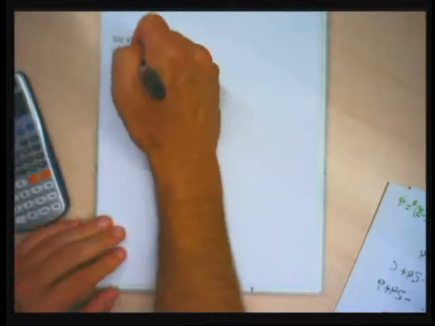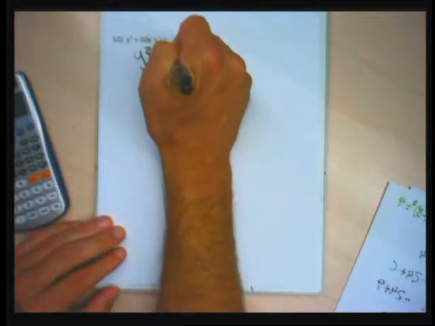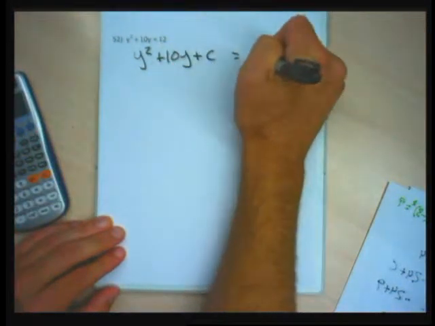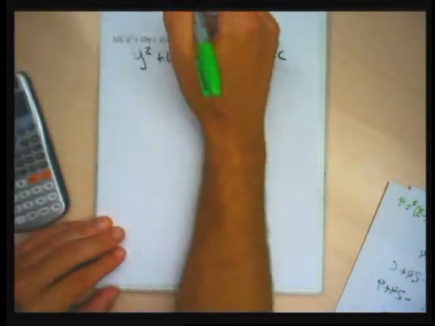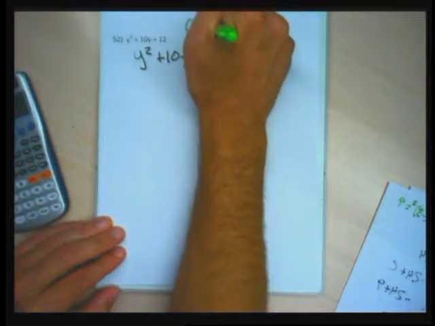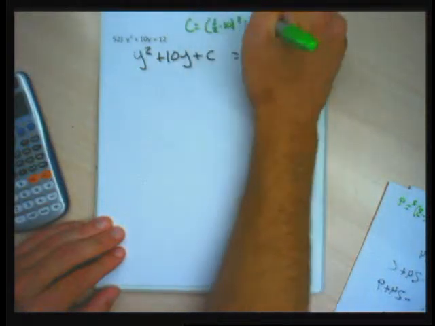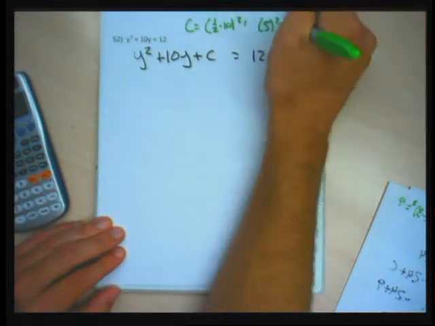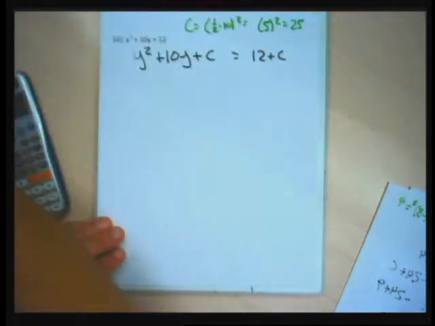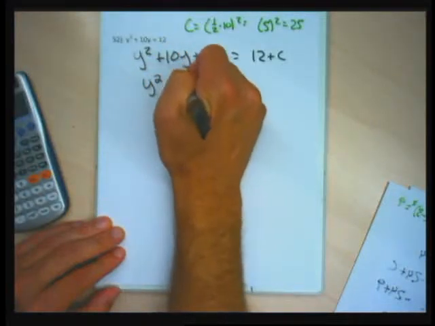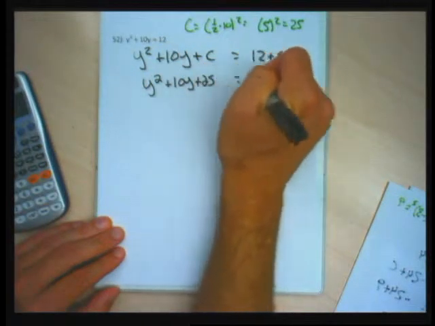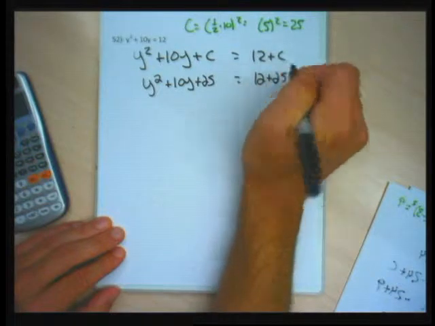52 is already set up for the C's, so I'm just going to kick those C's straight in. I'm going to go y squared plus 10y plus c equals 12 plus c. C is going to be half of 10 squared. Half of 10 is 5. That 5 is going to come up in my factoring. 5 squared is 25, so I'm going to write y squared plus 10y plus 25 equals 12 plus 25.